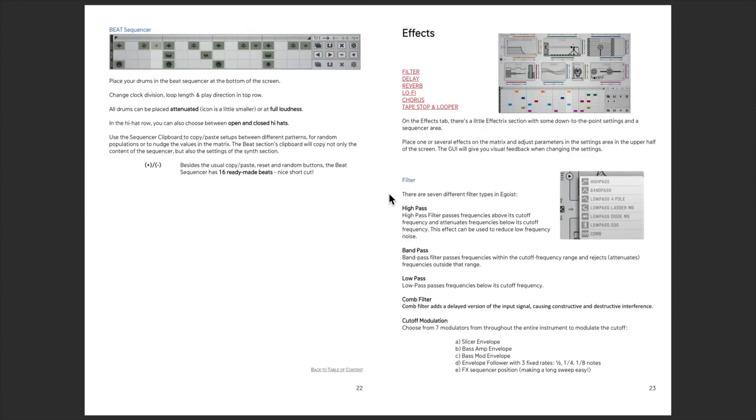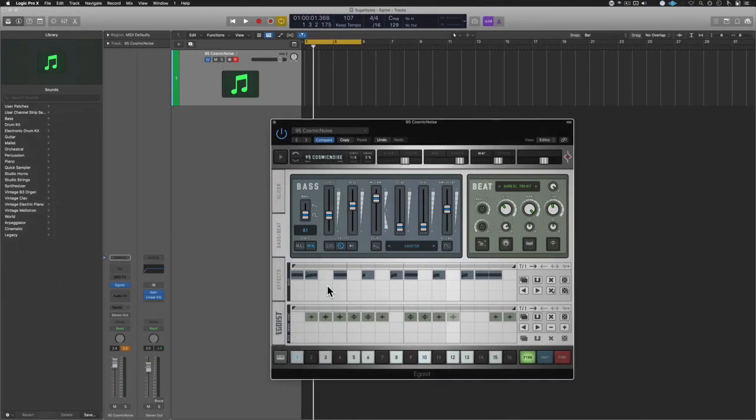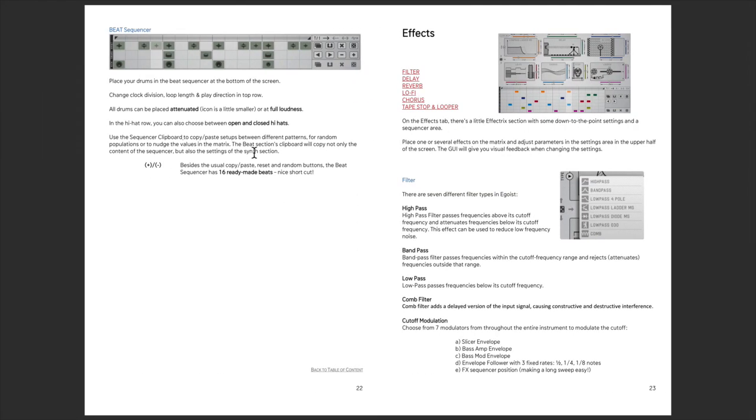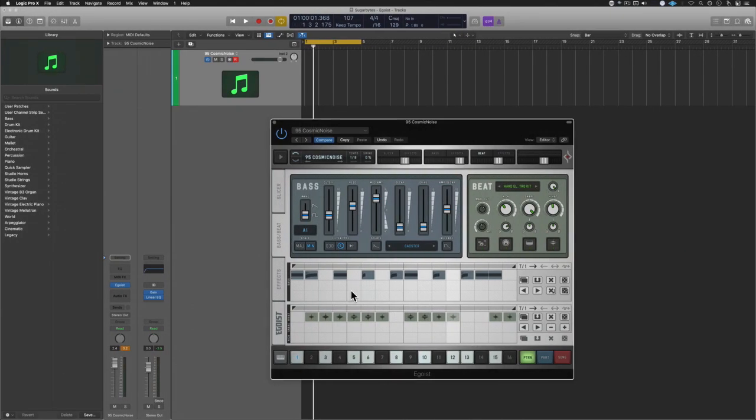The beat sequencer. Place your drums in the beat sequencer at the bottom of the screen. Change clock division, loop length, and play direction in the top row. Okay, so let's think about that. Clock division, loop length, and play direction. So I guess clock division would be right here. Loop length would be right here. And then, what was the other thing? Play direction. Where would we control that? Oh, here. Okay.